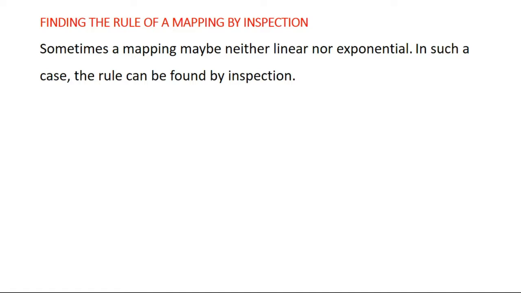Sometimes, a mapping may be neither linear nor exponential. In such a case, the rule can be found by inspection. Let's pick an example of such a mapping.